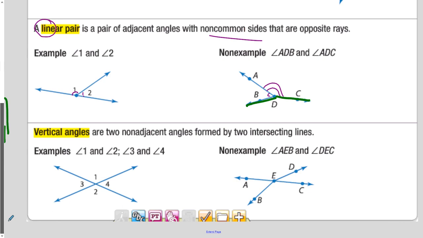And then finally, vertical angles are two non-adjacent angles formed by two intersecting lines. So if you run two lines through each other, you get vertical angles. So 1 and 4, or 3 and 4, or 1 and 2 are vertical angles. They're opposite each other, and they're formed by intersecting lines. We do not have vertical angles over here because this line bends, right? It's not straight, so it's not in a line.